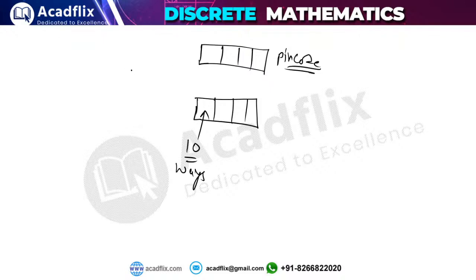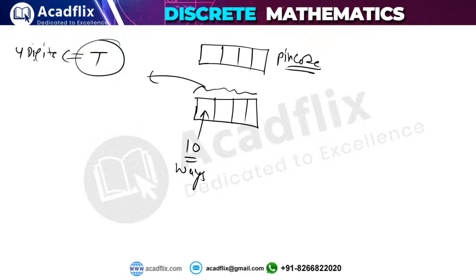See, your final task is to make a 4 digit pin code. This is your task T, your main task. Now what you have done, you have divided this task into 4 tasks. The first task is to make the first digit, the second task is to make the second digit, the third task is to make the third digit, and the fourth task is to make the fourth digit.